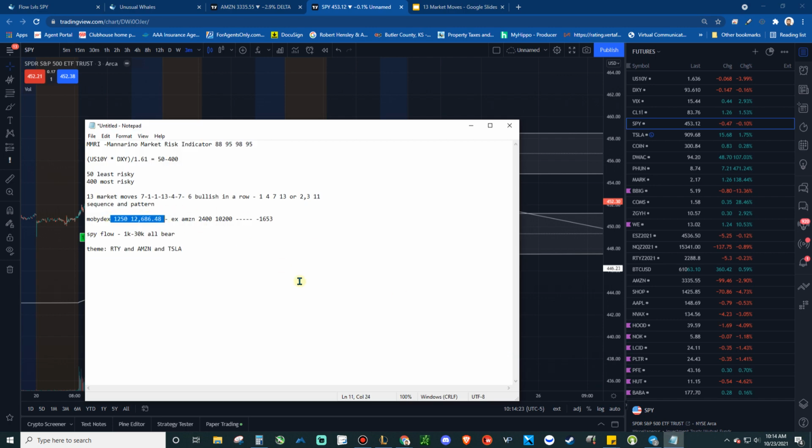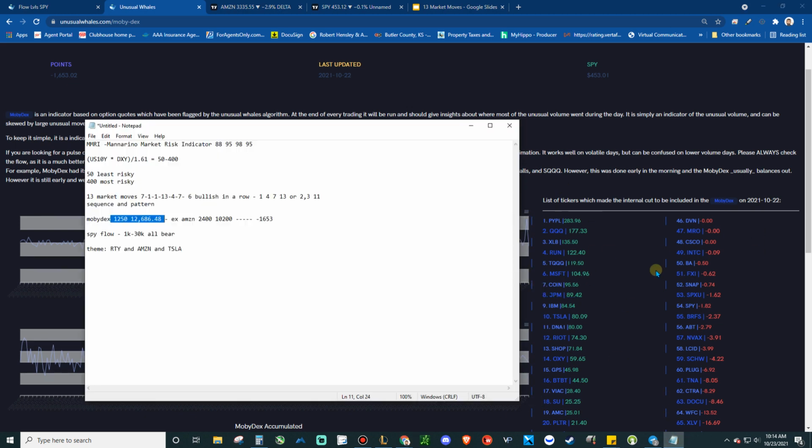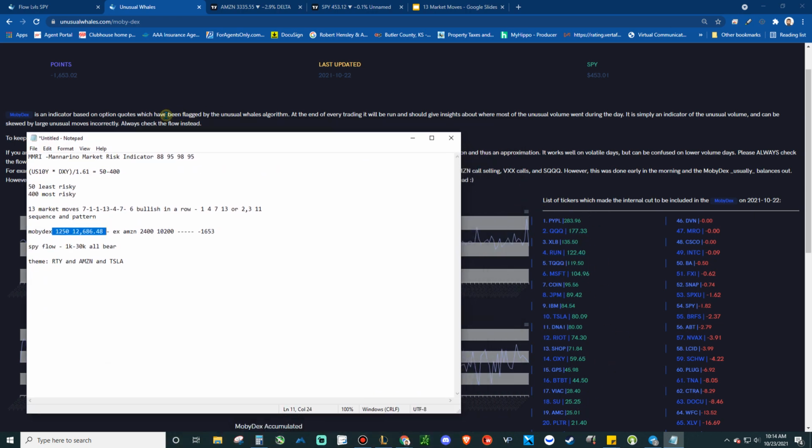Mobidex too, and this is going to give us an indication of options activity, which we always want to keep track of. Options really kind of run the market. And we had this reading here on a Thursday of 12,600. Amazon gives you this list of who's contributing to that reading. Basically these are options quotes that have been flagged by this unusual whales algorithm, the bot, and then it tracks it and puts it into an index. Well, 10,000 of that was basically Amazon. So if you take Amazon out, the reading was only 2,400.